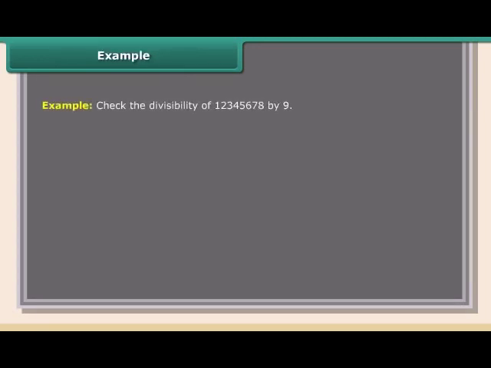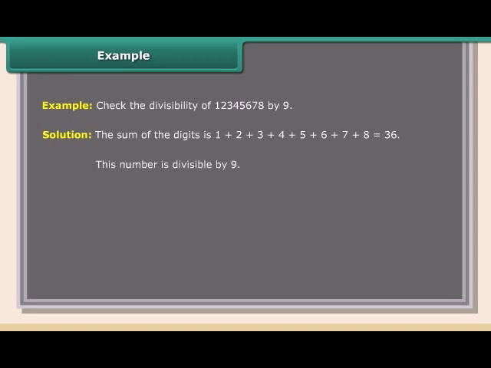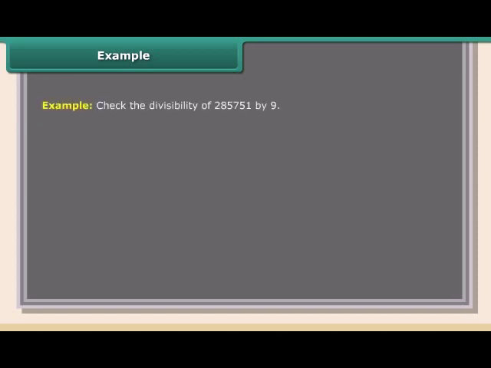Example. Check the divisibility of 12345678 by 9. Solution. The sum of the digits is 1 plus 2 plus 3 plus 4 plus 5 plus 6 plus 7 plus 8, which is 36. This number is divisible by 9. Therefore, 12345678 is divisible by 9. 12345678 upon 9 is equal to 1371742.